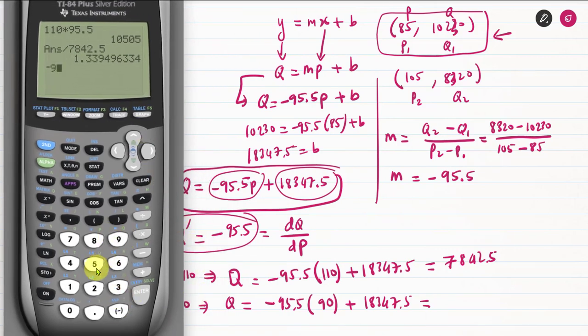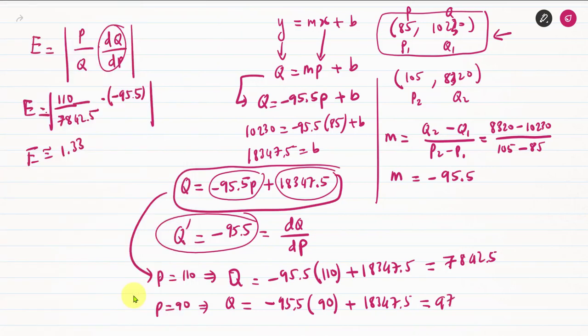We will multiply that, 95.5 multiplied by 90, and we add 18,347.5. That is 9,752.5. That is the Q. So the new elasticity of demand, the price now is 90, and the new Q is 9,752.5. dQ/dP is still minus 95.5. So now let's see what we get for the new elasticity of demand.